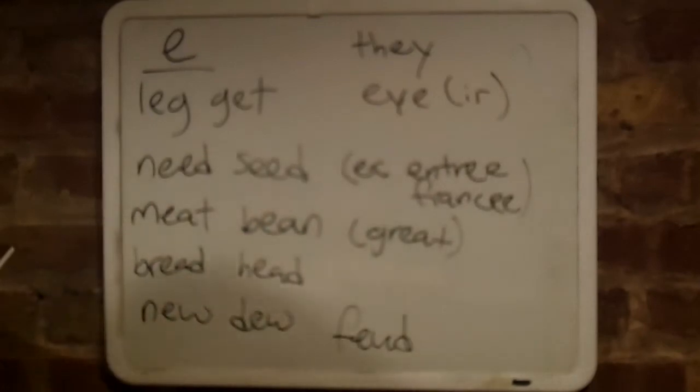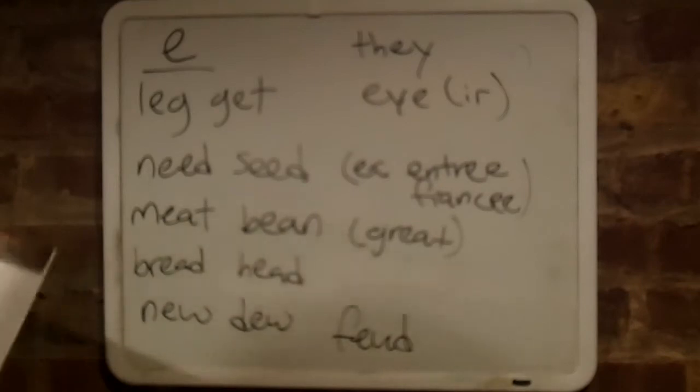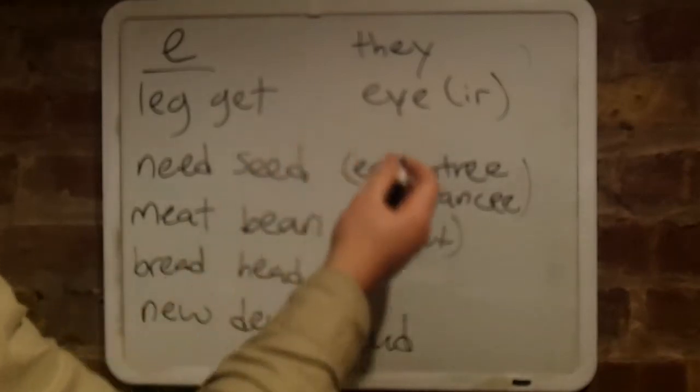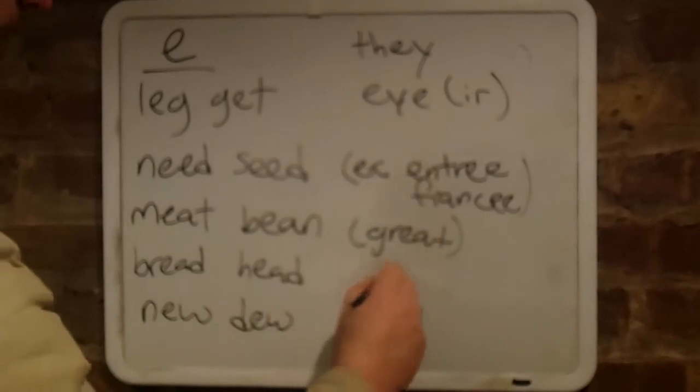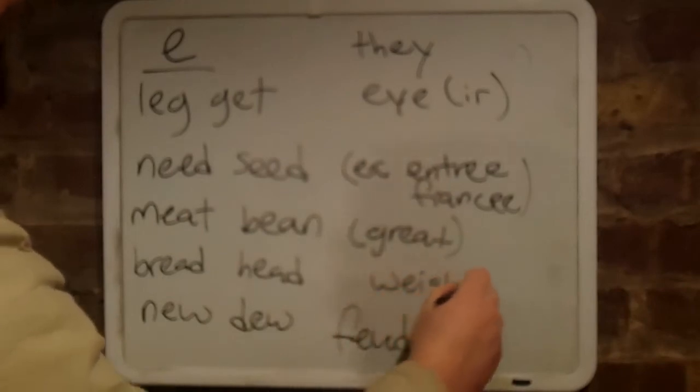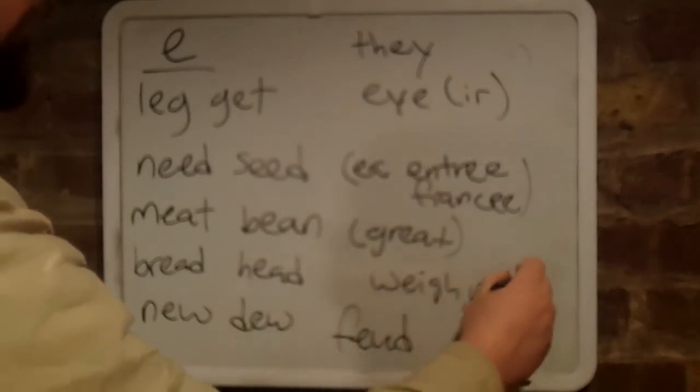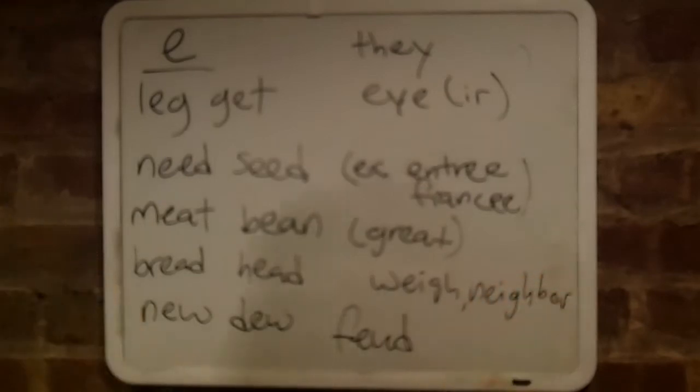And then another very common pattern is the EIGH. This sounds like A, so you see this in words like way and neighbor. And if I was British, I would be putting a U in there, but I'm not.